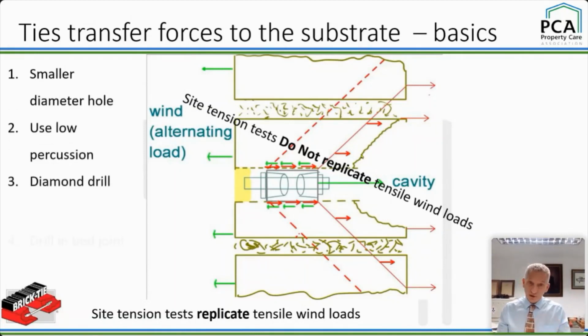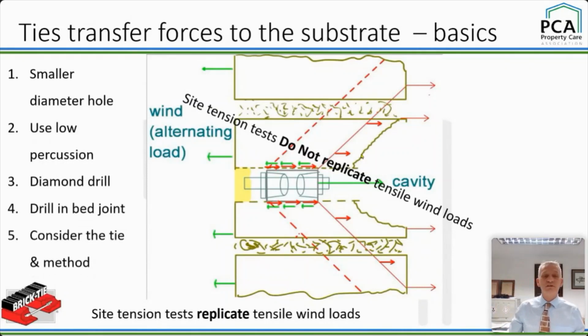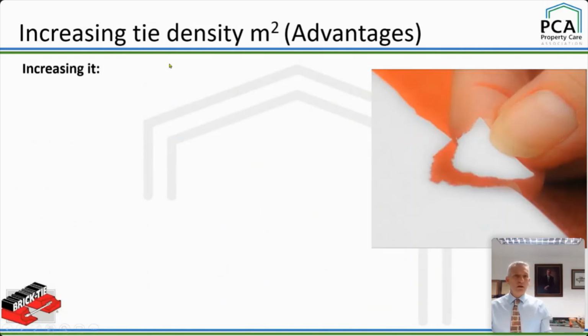Use low percussion, diamond drill it, drill in the bed joint, that reduces spalling, and consider the tie method and the method of installation carefully. None of these is right, wrong, or indifferent. They just all need to be considered. Staying on the point of bearing stresses, this is just a guide.